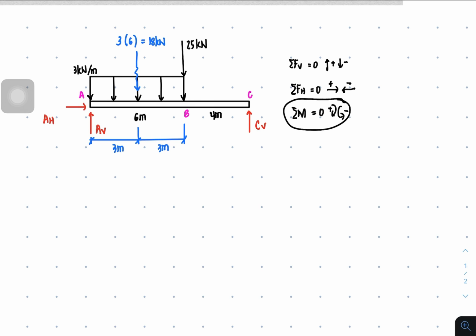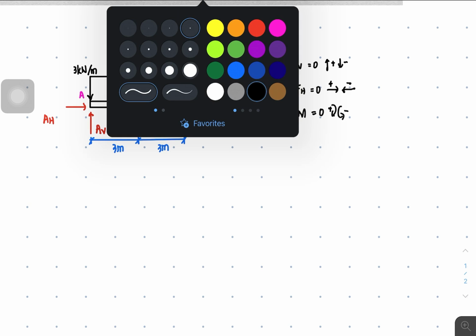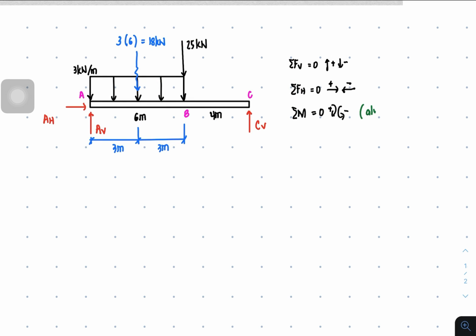So in the case of summation of moment, actually the thing is you have to always use the point where supports are found. So always rotate at the supports. So since this type of beam gives you two supports, it's at point A and point C, then you get to choose which one you'd like to use. It's either point A or point C to rotate this summation of moment.